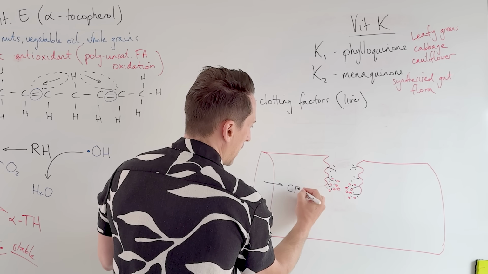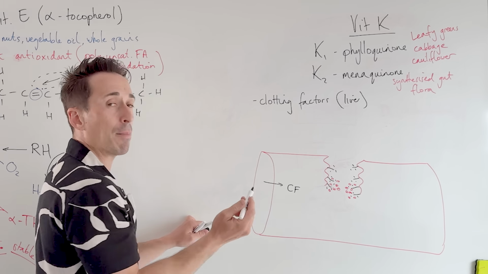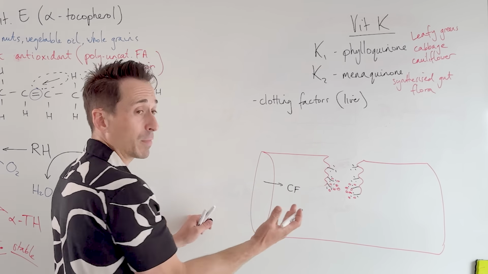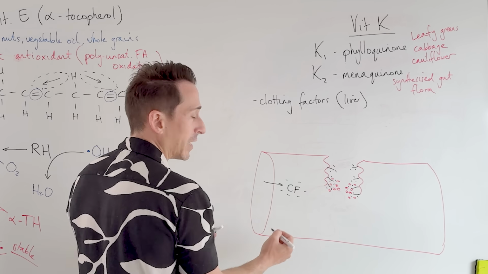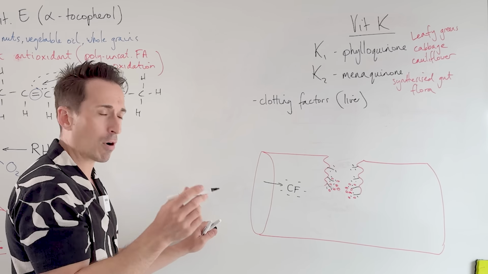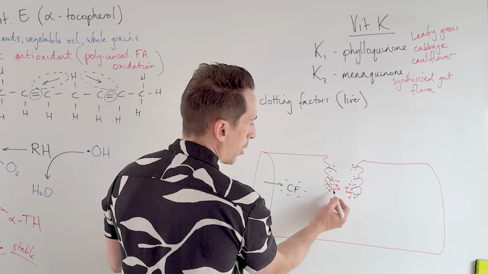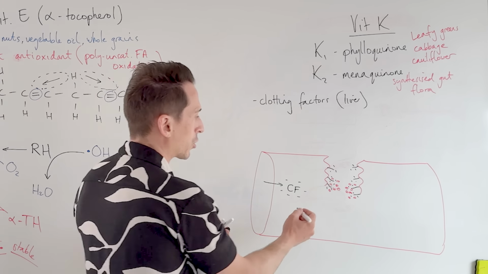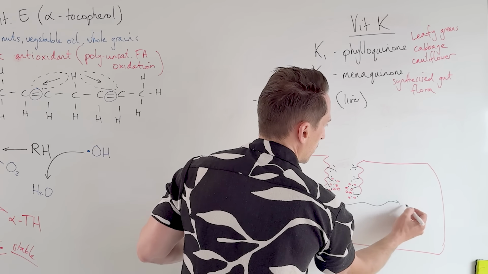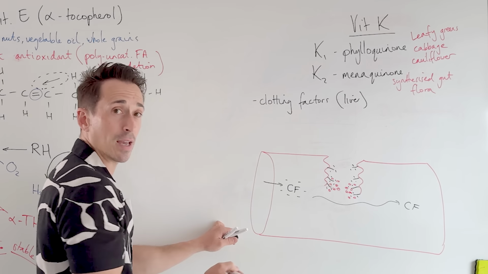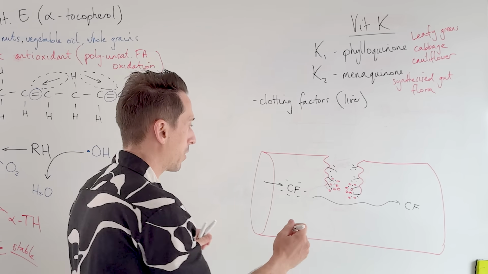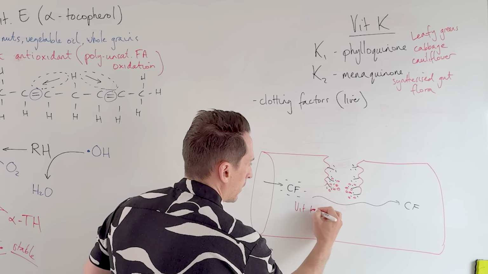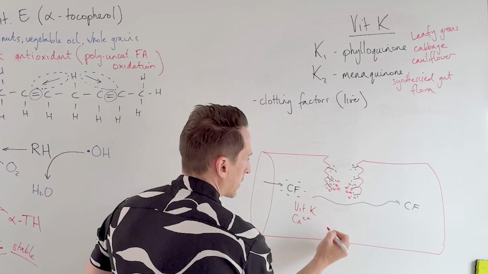Now the problem here is clotting factors are made out of proteins, right? CF, they are proteins. And we know proteins are negatively charged. And the problem is negatively charged things won't bind to negatively charged things. So these clotting factors are at risk of just moving past and not clotting the area. So what we need is two important things. We need vitamin K and calcium.